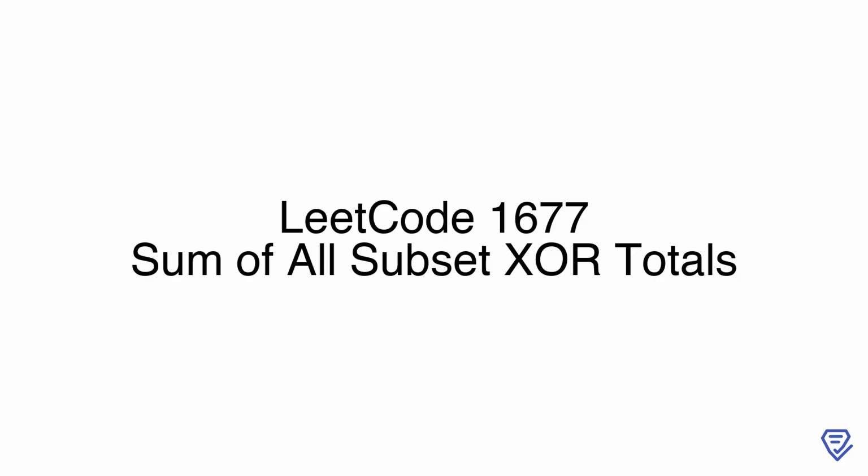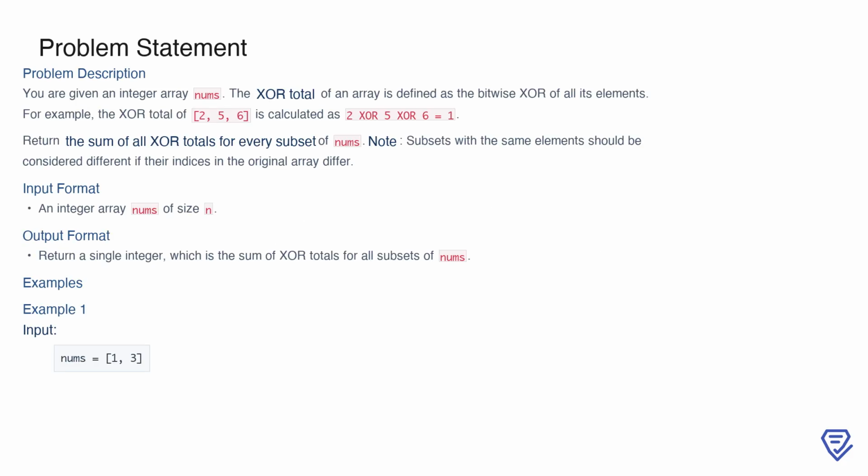Let's dive in. In this problem, we are given an integer array called nums, and our goal is to calculate the sum of all XOR totals for every subset of this array. First, let's understand what an XOR total is. The XOR total of an array is found by applying the XOR operation to all elements of the array. For instance, if the array is 2, 5, 6, the XOR total is computed as 2 XOR 5 XOR 6, which equals 1. Now, we want to find all possible subsets of the array, calculate the XOR total for each subset, and then return the sum of those XOR totals.